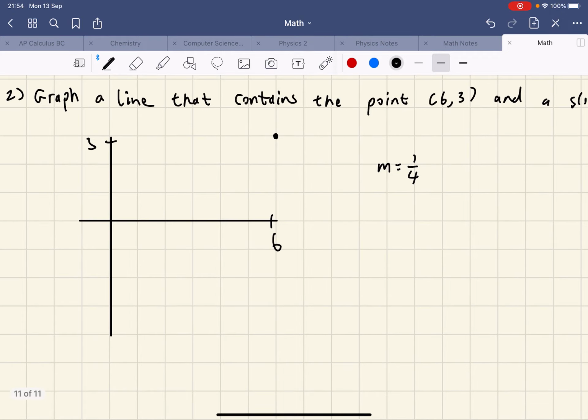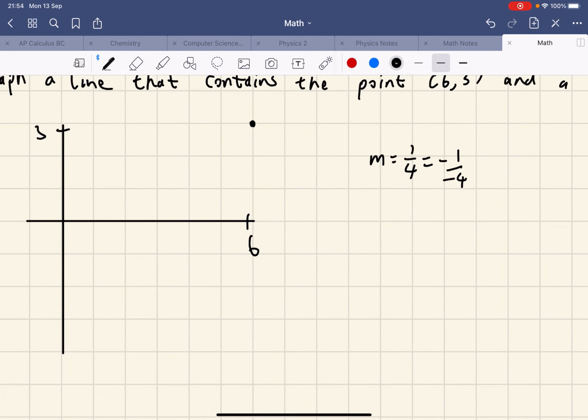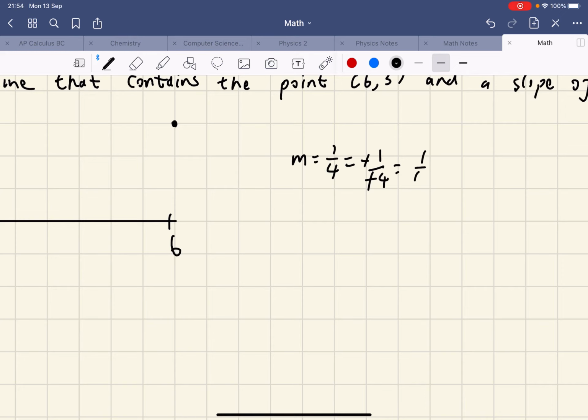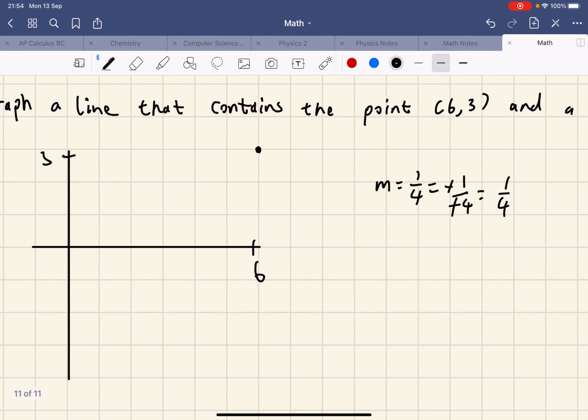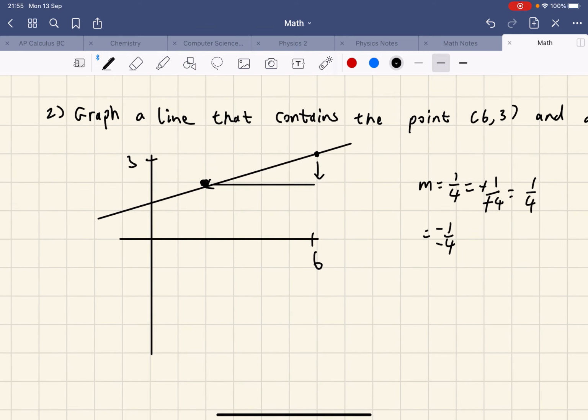So what you can do is rewrite the slope as negative 1 over negative 4, and we know that negative 1 over negative 4 basically just cancels the negative signs to give 1 over 4. But you can graph it by using negative 1 over negative 4. So negative 1, that's move down 1 unit, right? And negative 4, that's moving left 4 units. And here's the point. That's how you do it if the point you have to find is outside the boundary.